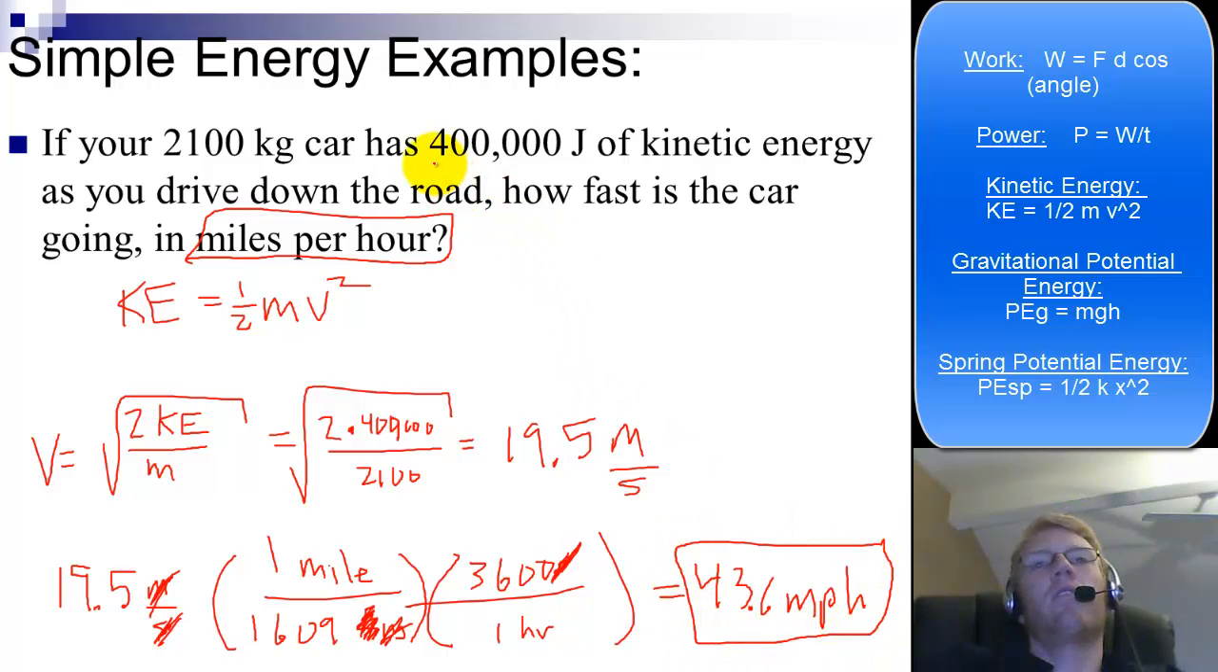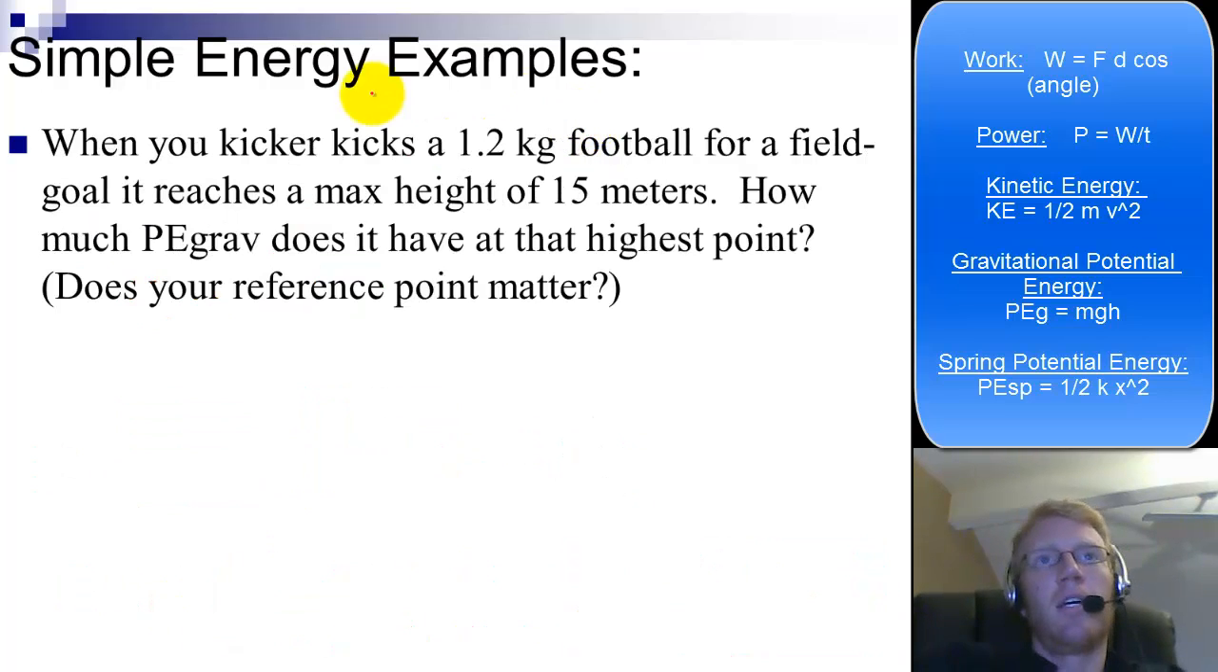Your car has around 400,000 joules of kinetic energy, which explains why when cars hit things, they do a tremendous amount of damage. That is a large amount of energy. And you'll compare it to the values coming up in the next two problems just to see how big it is.